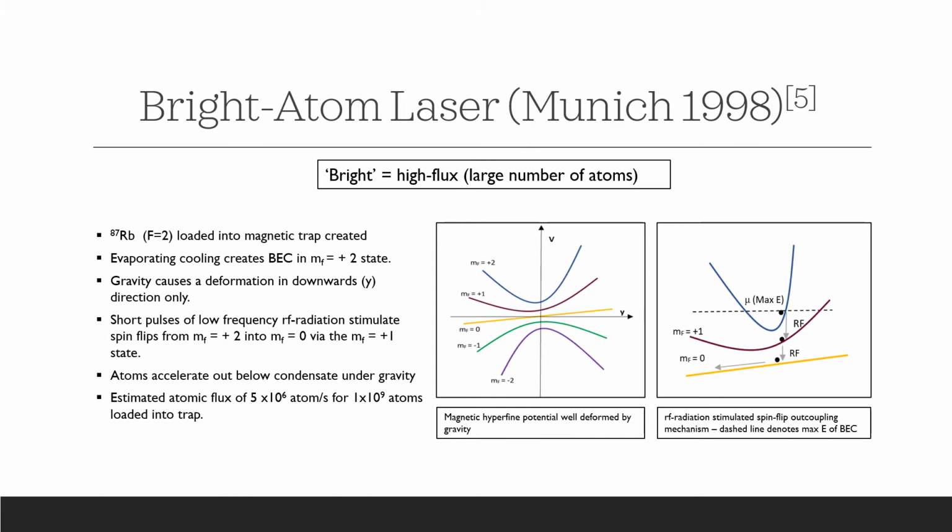A weak radio frequency field is then switched on, and this introduces pulses of RF radiation that stimulate spin flips from the mF=+2 state to the mF equals 0 state via the mF=+1 state, as shown schematically to the right. Due to the deformation under gravity, the particles move down the potential only in the y direction, and therefore they accelerate out below the condensate under gravity, creating a freely propagating laser. Through this method, the group in Munich were able to achieve a flux which they estimated as 5 × 10⁶ atoms per second from an initial 1 × 10⁹ atoms loaded into the trap.